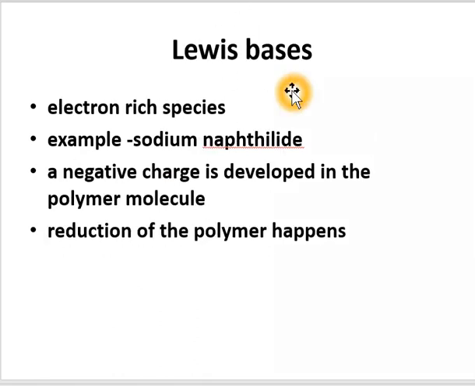What is a Lewis base? A Lewis base is an electron-rich species, and the example we are going to see here is sodium naphthalide. A negative charge is developed in the polymer molecule, and the reduction happens for the polymer.